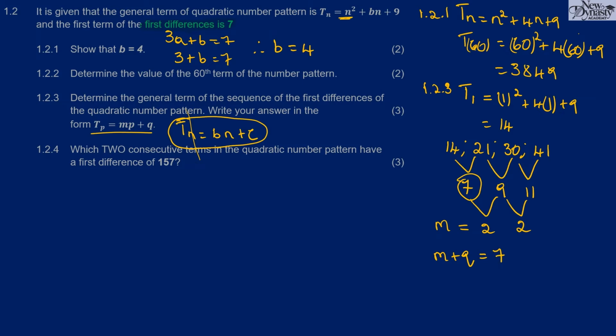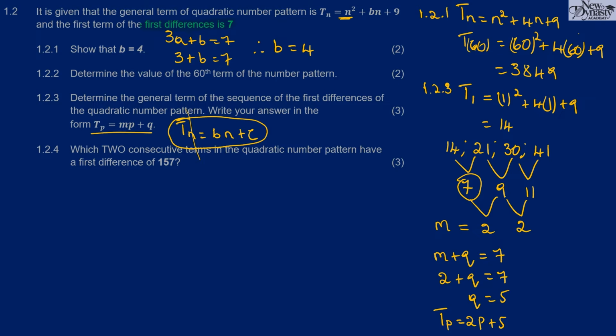So we're going to substitute m for 2 because m is equal to 2. So that is going to be 2 plus q equals 7. Then you can subtract 2 on both sides. Therefore, your q is going to be equal to 7 minus 2, which is 5. Then your general term is going to be Tp is equal to 2p plus 5, where your m is 2 and your q is 5. And that's how you answer that question. I hope you understand that.